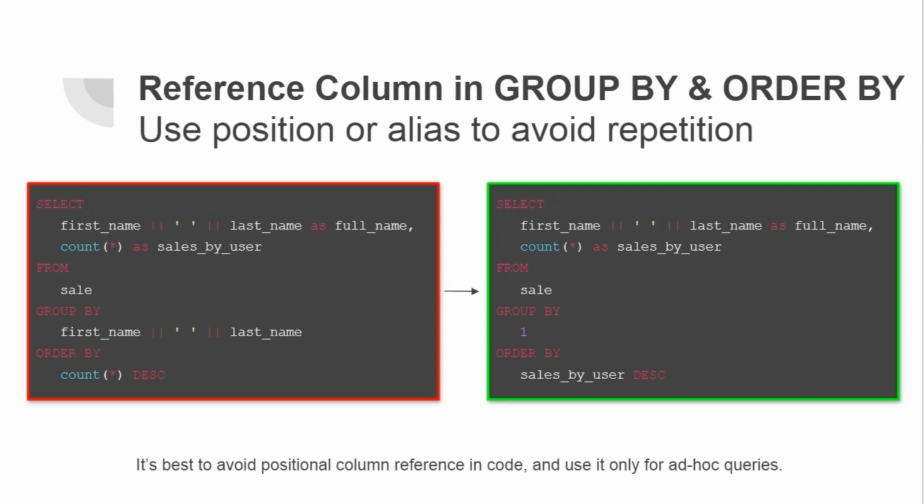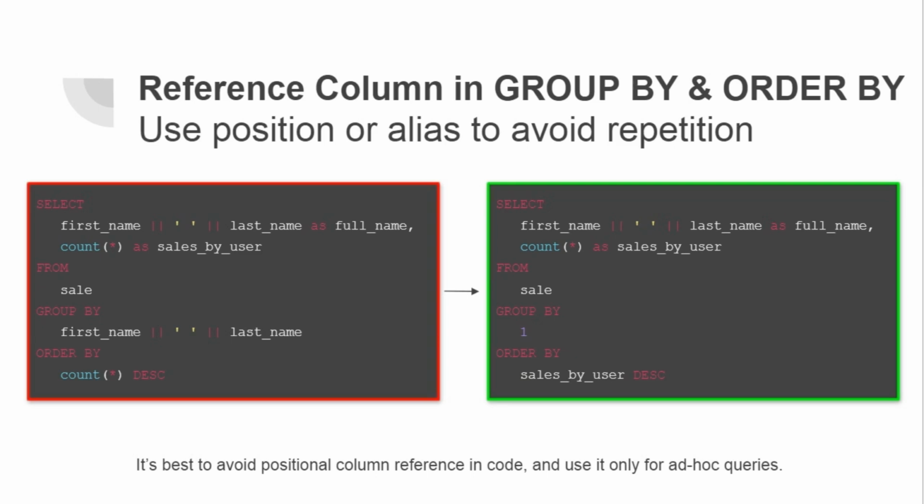This is not very good, and it's harder to maintain because if someone, maybe a different developer, goes in, checks out your query, and decides that instead of concatenating with a white space, he wants to use a slash, then he might forget to change the bottom. So a way to avoid that is you can use the column position. If you look at the right, instead of repeating the expression first name concatenate last name, I use one, which is the column position, the first column. And in the order by, I reference the alias of the count. Instead of writing count, I'm writing sales by user.